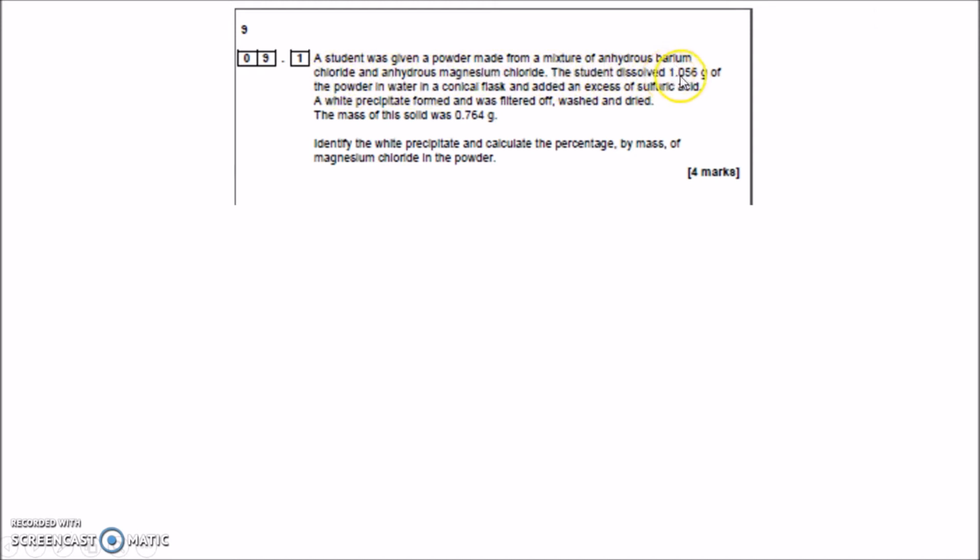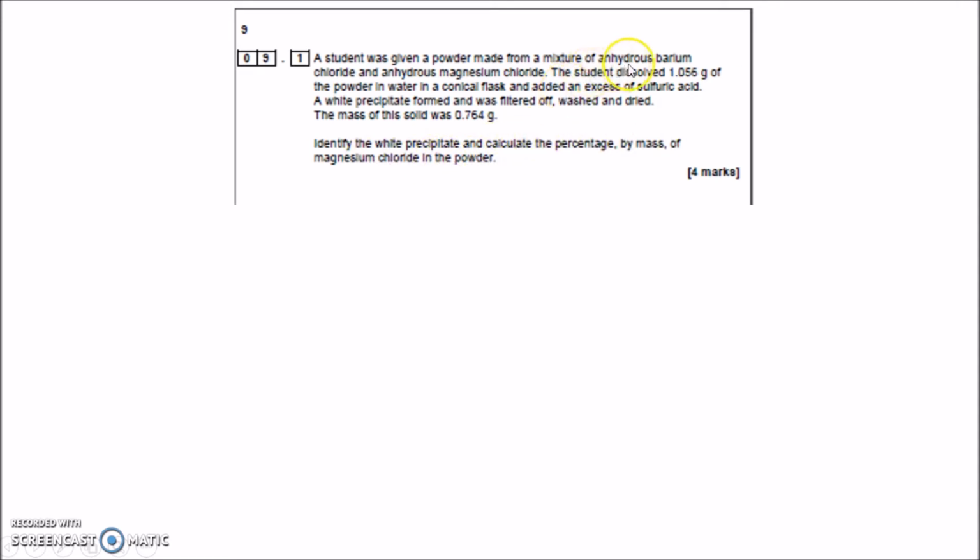The student dissolved 1.056 grams of this mixture in water and added sulfuric acid. Here we go, it's going to make barium sulfate. The white precipitate, the barium sulfate formed, was filtered off, washed and dried. The mass of the solid was 0.764 grams. We'll probably make some magnesium sulfate as well, but magnesium sulfate is soluble. Identify the white precipitate, that's barium sulfate then, used in barium meals, and calculate the percentage by mass of the magnesium chloride in the powder.